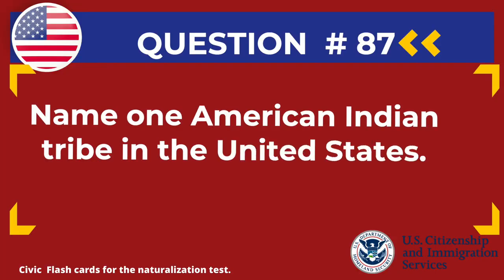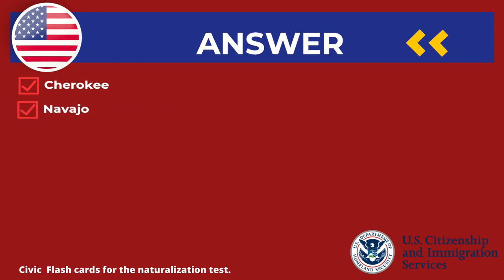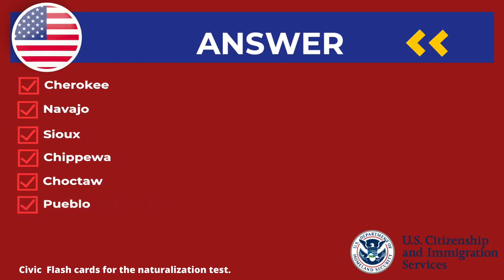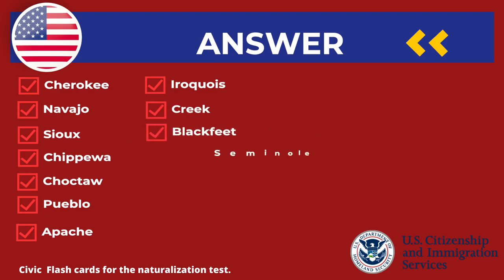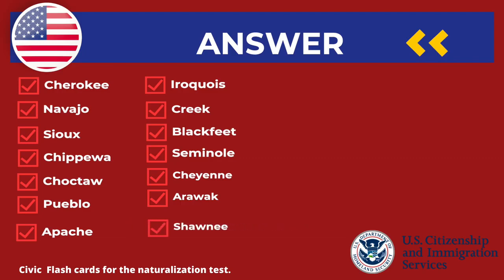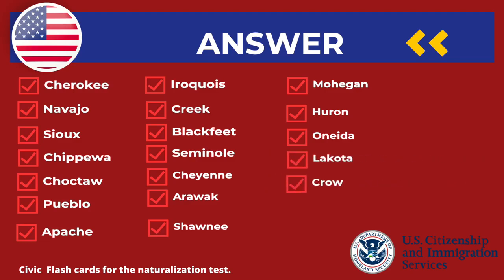Name one American Indian tribe in the United States. Cherokee. Navajo. Sioux. Chippewa. Choctaw. Pueblo. Apache. Iroquois. Creek. Blackfeet. Seminole. Cheyenne. Arawak. Shawnee. Mohegan. Huron. Oneida. Lakota. Crow. Teton. Hopi. Inuit.